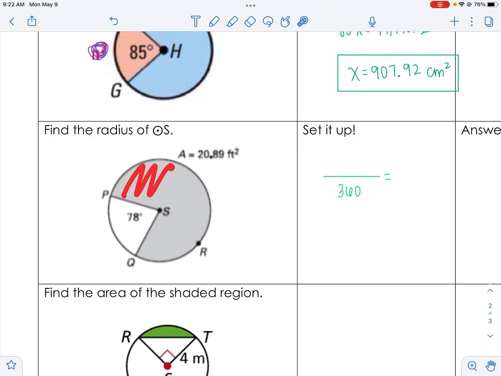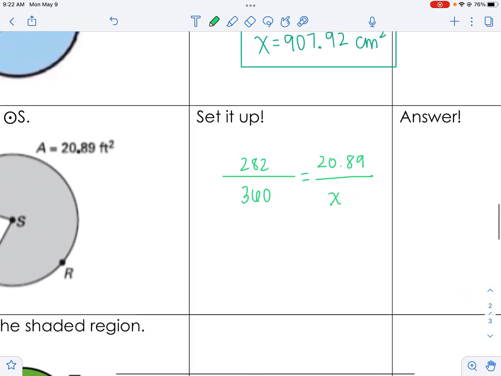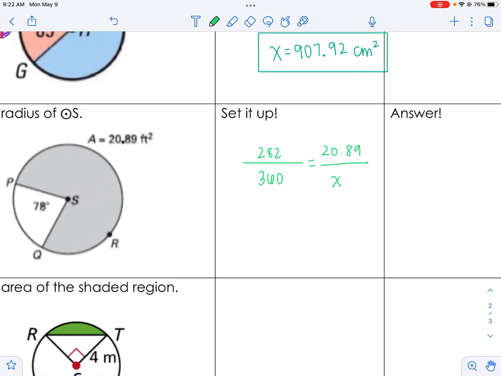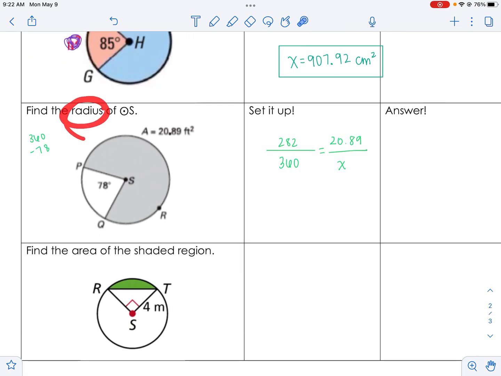And if I'm talking about the shaded region, that wouldn't be 78. To find that shaded region, I'm going to have to do 360 minus 78. So 360 minus 78 would be 282. Because I'm talking about the shaded region, I don't want 78, I want the rest of it. So 360 minus 78 equals, well, the area of this shaded sector is 20.89 over, I don't know the area of the full circle, there's your x. Now, to complete this problem, we would cross multiply, divide, get x, but then from there, we would need to work backwards to get the radius.